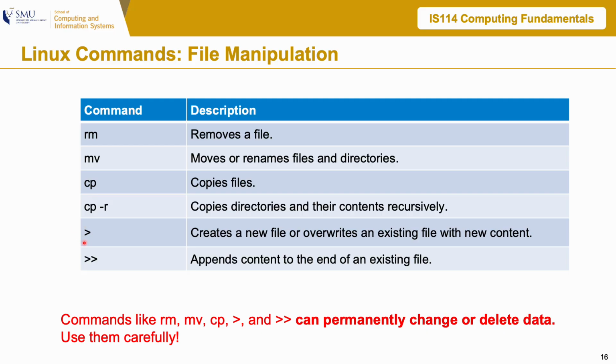This single arrow means redirection. It takes a command's output and writes it to a file. It will overwrite the file if the file already exists. This double arrow is append redirection. It takes a command's output and appends it to the end of an existing file, so the previous content still exists and will not be erased.